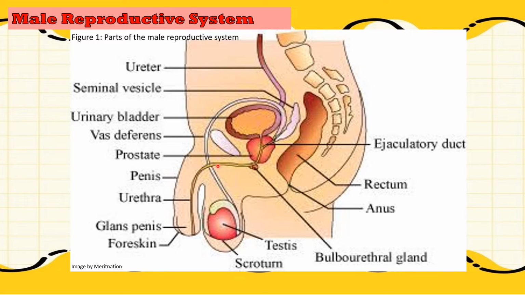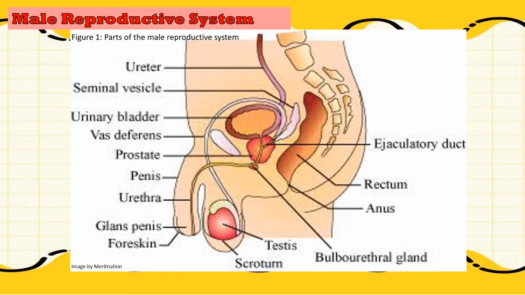Because the urethra is also a passageway of urine. If it is not neutralized, the sperm may also die when it passes through. So this fluid also serves as a lubricant for the passage of the sperm cell.